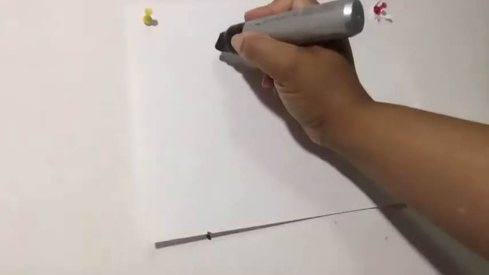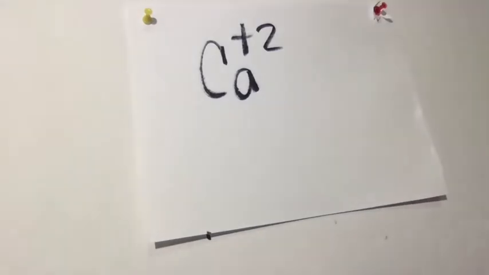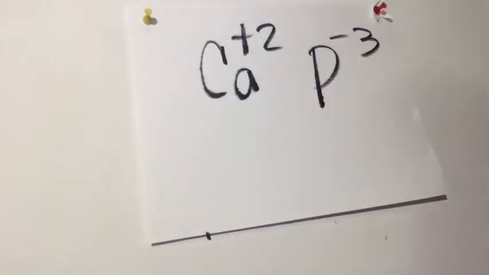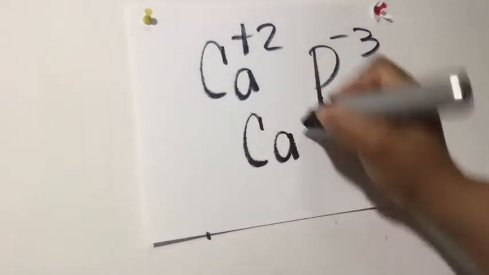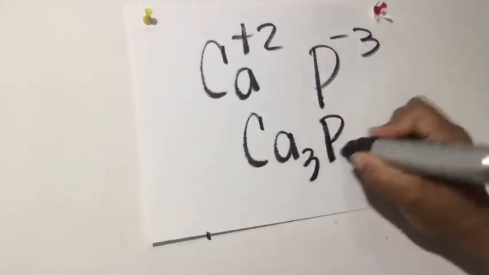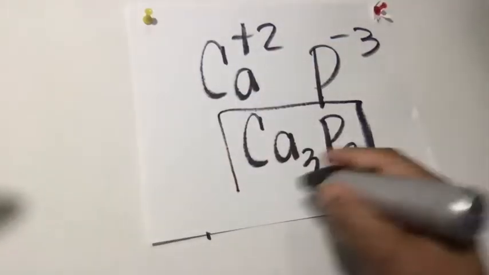Next, calcium. And this time we're going to use phosphide. Just 2 and 3, we're just going to switch it up. Ca3P2. Okay?